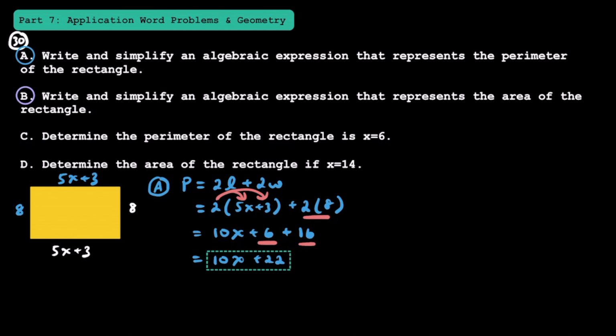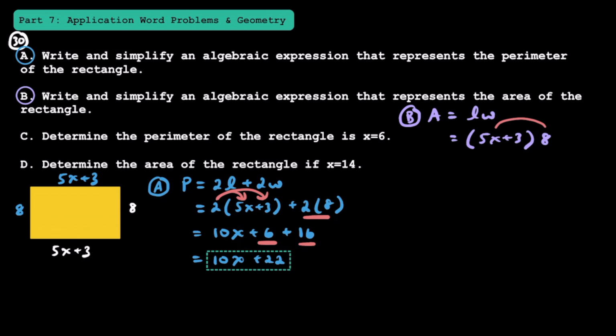In part B, we need to write and simplify an algebraic expression that represents the area of the rectangle. The formula for area of a rectangle is going to be length times width. The length of this rectangle is going to be 5x plus 3, and we can call the width 8.